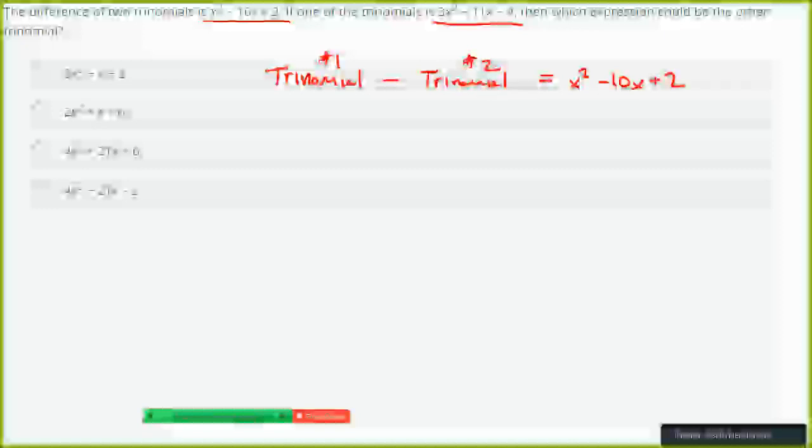And then the second sentence says one of the trinomials is the 3x squared. They don't tell us which one, if it's the number 1 or number 2. But we can put that in for one of them. Let's make it the positive one, the first one, like this. 3x squared minus 11x minus 4 minus this trinomial 2, the mystery trinomial.